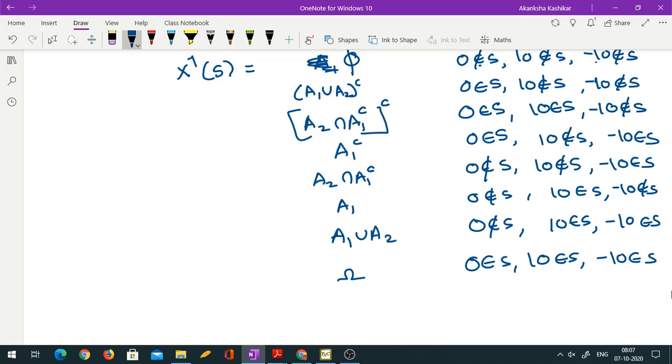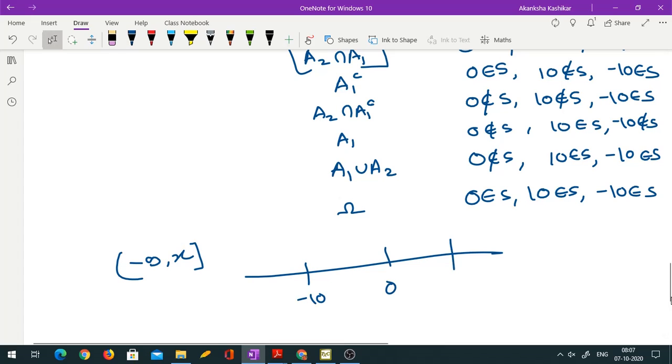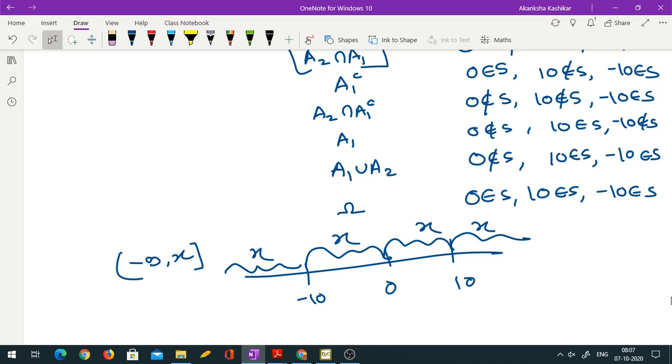Your job is to check if this is a sigma field. Another approach is to consider sets of the type minus infinity to x. So you have minus 10, 0, 10. So you will have how many types? One type when x belongs to this part, one type when x belongs to this part, a third type when x belongs to this part, and a fourth type when x belongs here. And from these four, if you generate a sigma field, it should match with what you have here. That is also homework.